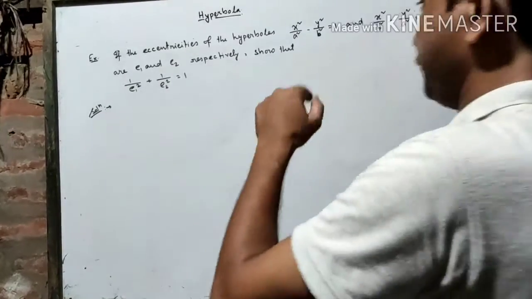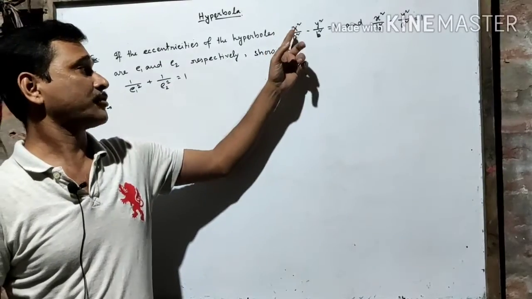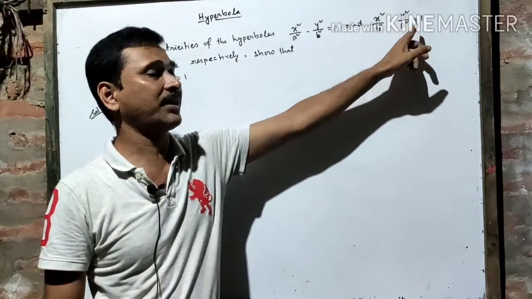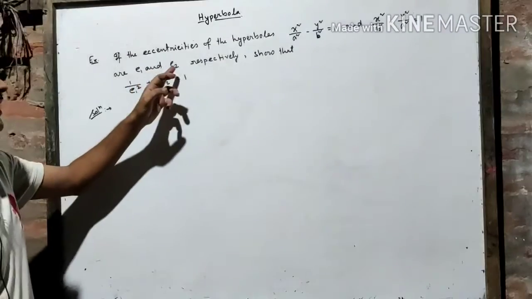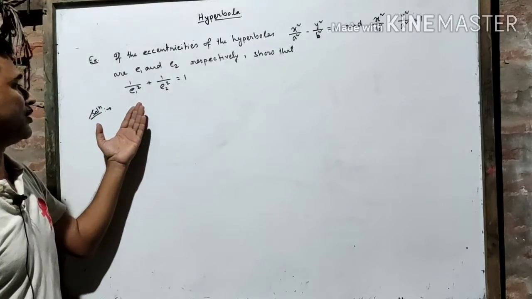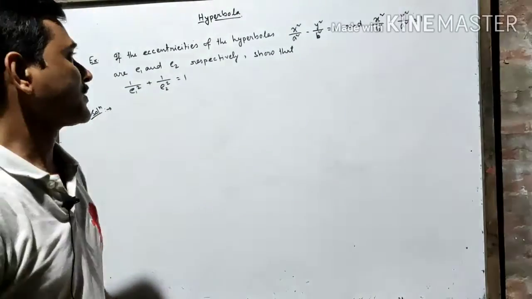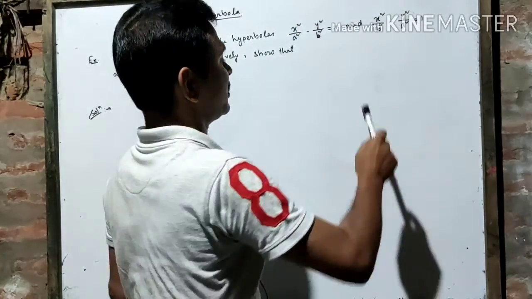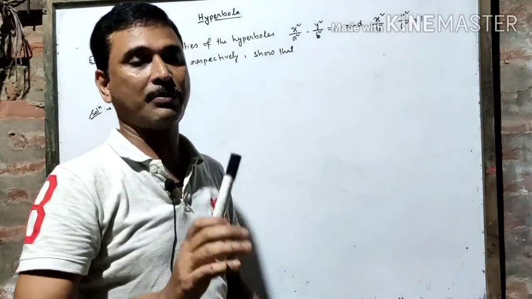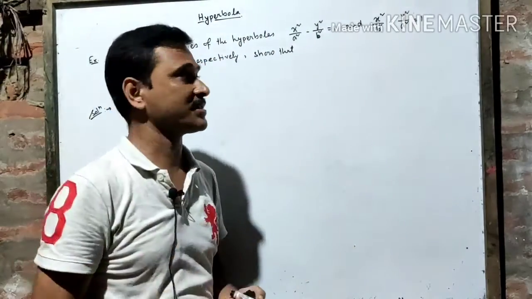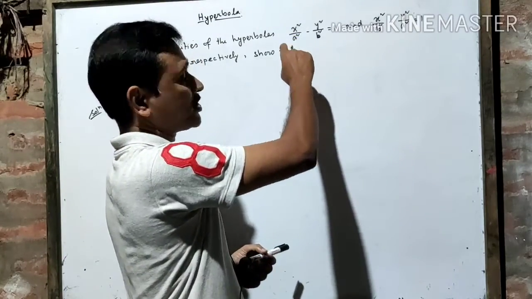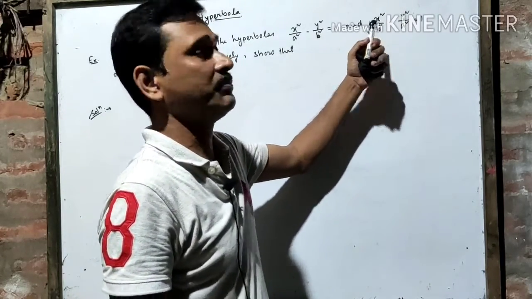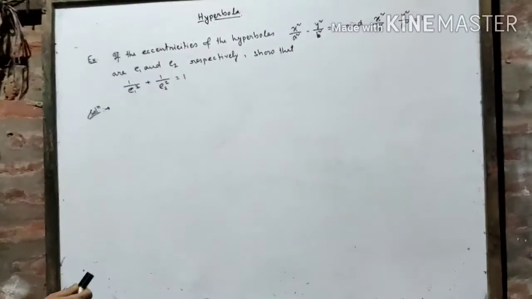So the question is, if the eccentricities of the hyperbolas x square by a square minus y square by b square is equal to 1 and x square by b square minus y square by a square is equal to 1 are e1 and e2 respectively, show that 1 by e1 square plus 1 by e2 square is equal to 1. So the first hyperbola is x square by a square minus y square by b square is equal to 1. The second hyperbola is x square by b square minus y square by a square is equal to 1. So what is the difference? Here the coefficient of x square, which is positive, is 1 by a square, and here the coefficient of x square, which is positive, is 1 by b square.